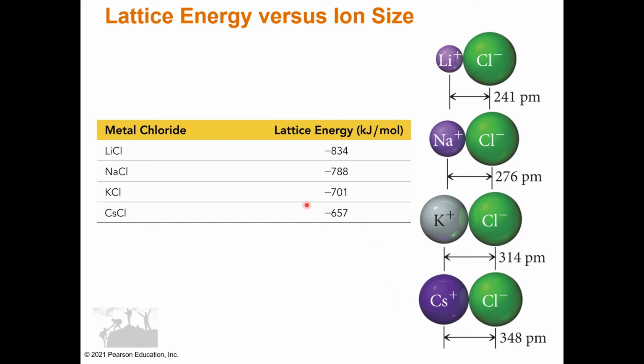Now take a look at the lattice energies. If you just look at the magnitudes, you'll see that the lattice energy is decreasing. Or in other words, the lattice energy is becoming less negative. So the weakest bond in this set occurs in the cesium chloride compound.